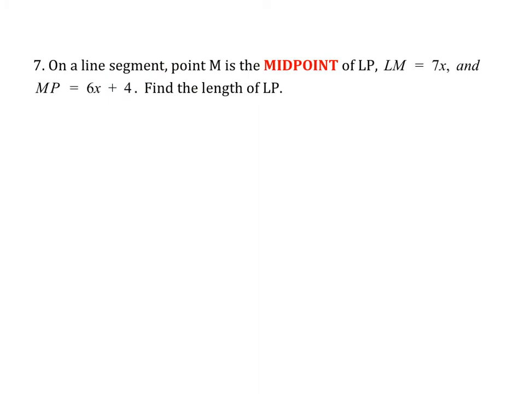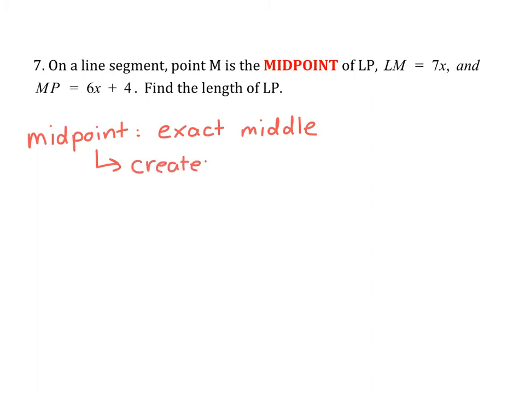Okay, so here we have a line segment and point M is the midpoint of LP. I just want to remind you guys that midpoint means exact middle. The other nice thing to remember about midpoints is since it's exactly in the middle, whenever you have a midpoint, it actually creates two congruent parts. Now remember, this symbol right here means congruent, which really just means equal. So if you have a midpoint, you know that the two parts that it creates are going to be equal.